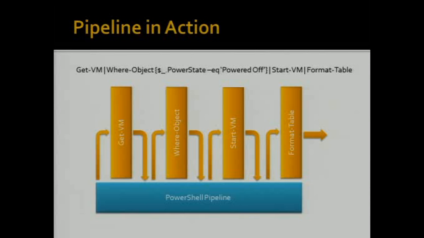So our pipeline. Here we've got what we commonly refer to in PowerShell as a one-liner. One line of code that gets something done for you. We're going to get all the virtual machines, and we're going to filter them. Where the power state is powered off, I want you to start it, and then just output it to format table. That's the pipeline running.